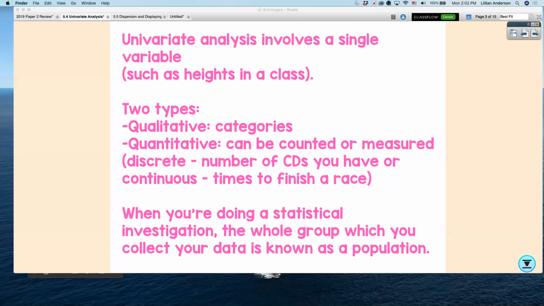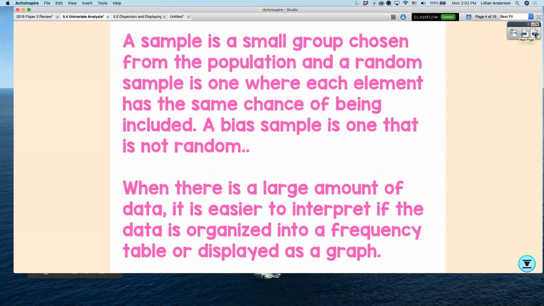So when you're doing a statistical investigation, the whole group that you are collecting your data from is known as a population. Okay, so like the 1,557 students that are here at Lake Wells High School, that is our population. If I wanted to do anything statistical, of course, I want to pull from the entire population. Sometimes when we can't pull from the entire population, then we get a sample. A sample is a small group chosen from the population, such as the IB students at Lake Wells High School. That is a sample of the entire student body population.